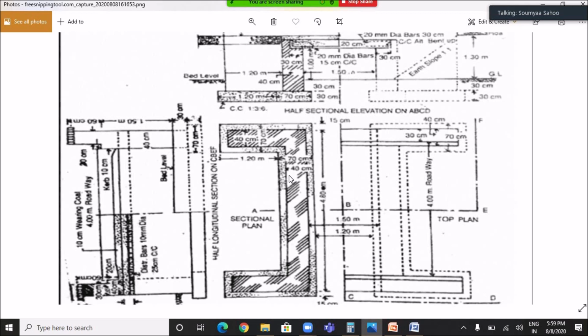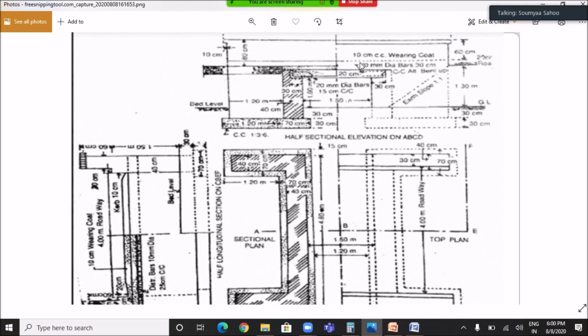And what is the height of the abutment for which brickwork is done? From road level to ground level, the height is given as 1.3 meter, and there is a height. So we have to deduct 10 centimeter from 1.3 meter. So it will be 1.2 meter. So 1.2 meter plus the abutment below the ground level here. This is 0.3 meter. So 1.2 meter plus 0.3 meter. It will be 1.5 meter.